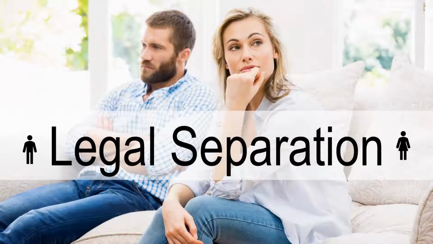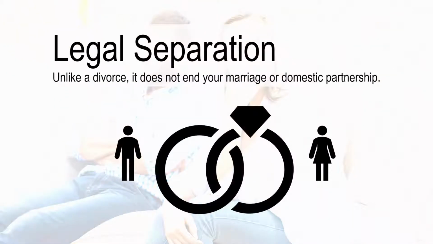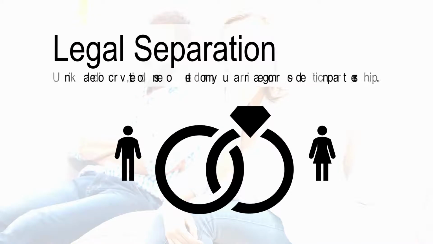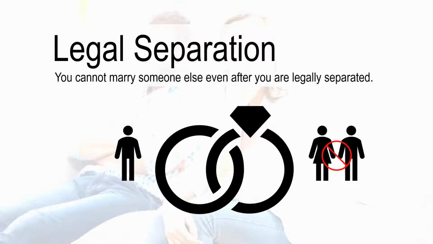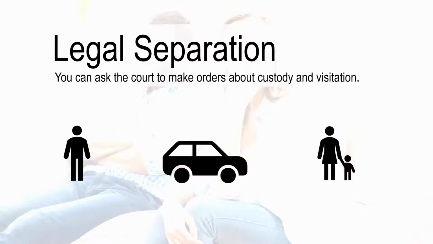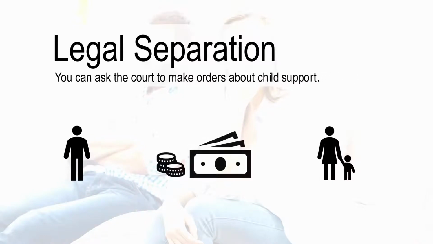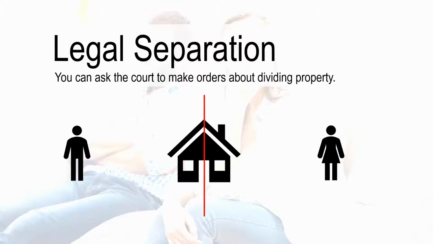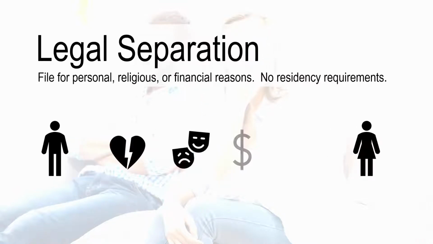Legal separation. A legal separation does not end your marriage or domestic partnership. You cannot marry or enter into a domestic partnership with someone else even after you are legally separated. However, like a divorce, when you get a legal separation, you can ask the court to make orders about custody and visitation, child support, spousal support, and dividing property from the marriage. Sometimes couples decide to file for legal separation instead of divorce for personal, religious, or financial reasons. There are no residency requirements to file for legal separation.